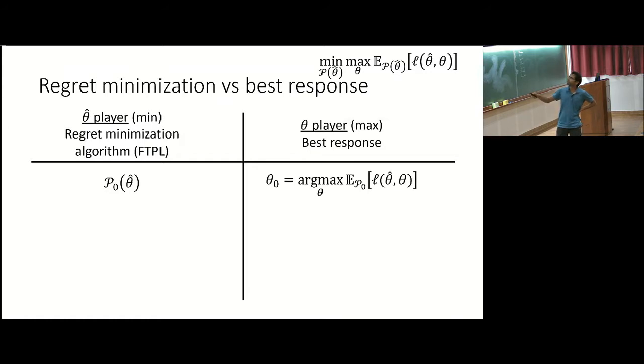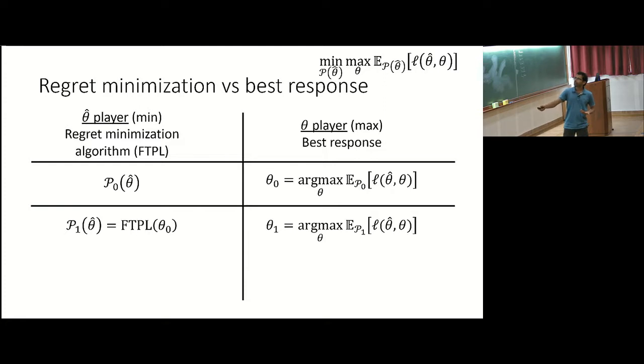Okay, the theta player will look at this P0 of theta hat and then try to find the max over the worst case probability distribution that maximizes the risk. So this is called the expected risk of this estimator. First, we get an estimator, and then I'll choose a parameter which gets the worst risk for this estimator. Okay.